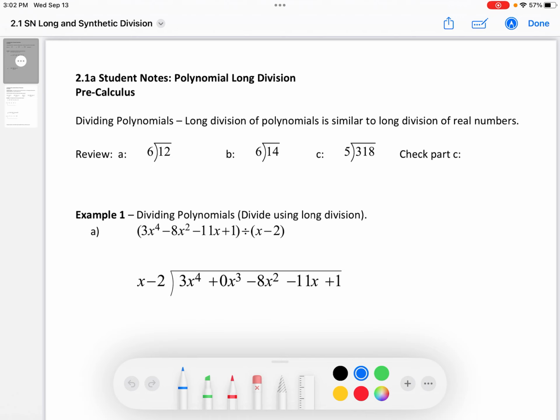Okay, y'all, this is 2.1a. This part is going to be long division of polynomials. And you did long division, 3rd, 4th grade, somewhere in there with regular numbers. We're going to review that process, and then we're going to take it a little further, and do it with things with x's and such.